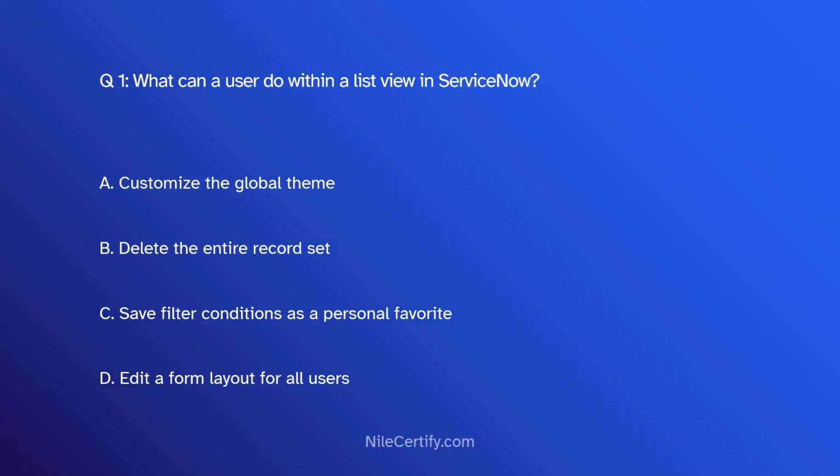The key takeaway here is, when you see within a list view, think how you can change how you see things, right? Things like filters, favorites, maybe personal list layout. You cannot change system-wide UI like themes or form layout for everyone. You definitely do not casually wipe out entire record sets. For this question, the only action that truly fits normal list behavior is C, save filter conditions as a personal favorite, and that is your correct answer.